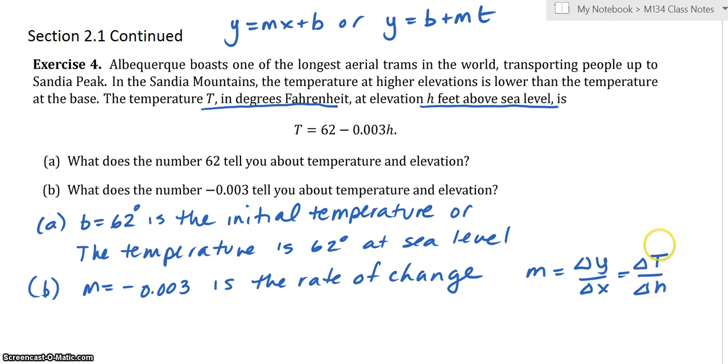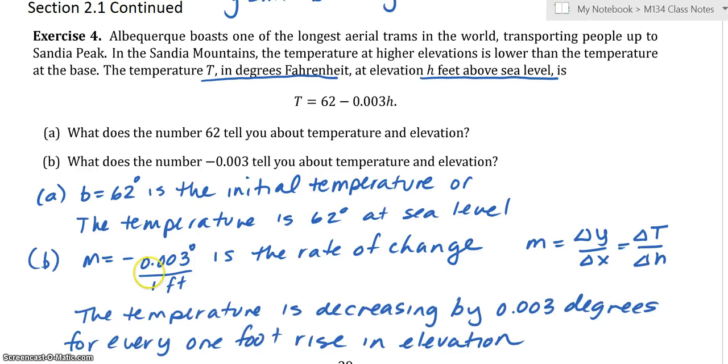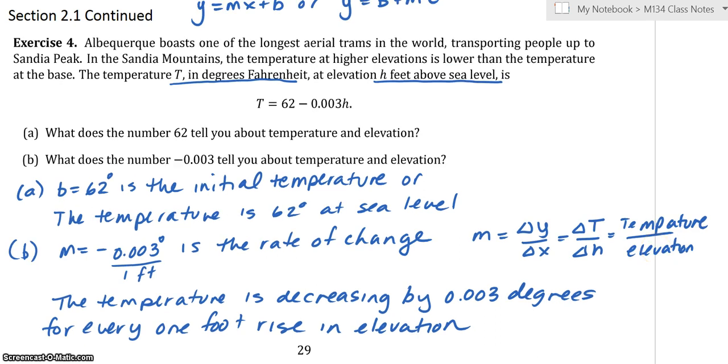This is in degrees, so this would be a degree here, and the h is in feet, so this would be like saying 1 foot. So, if you want to be more fancy, we know that this means that the temperature is decreasing by 0.003 degrees. This little symbol means degrees, or you could just write it, for every 1 foot rise in elevation, since the delta x is the elevation. Again, this is the temperature, and the denominator is the elevation.